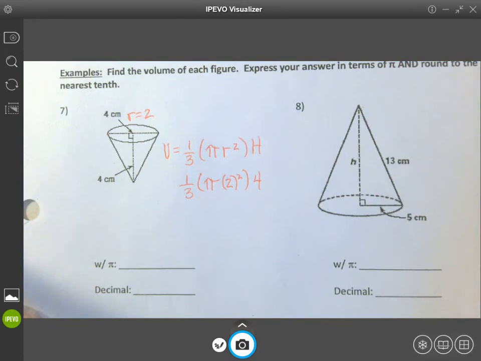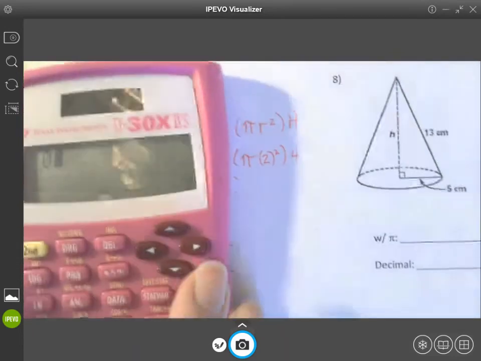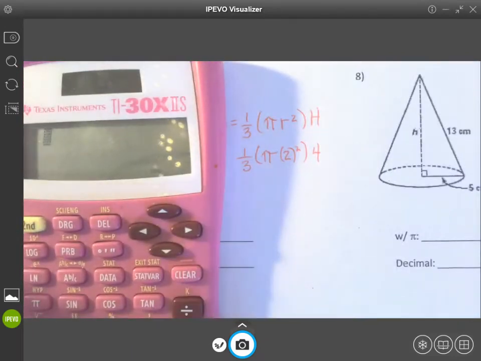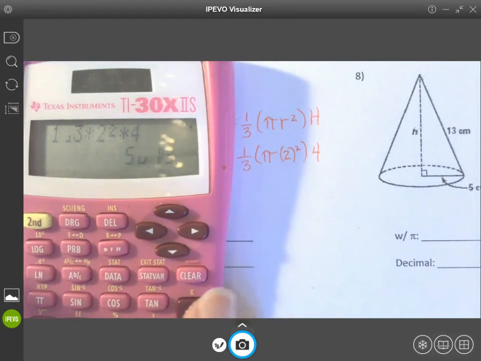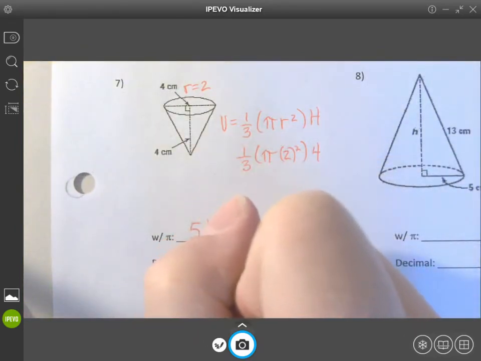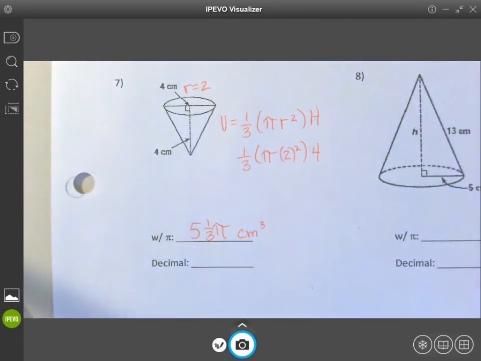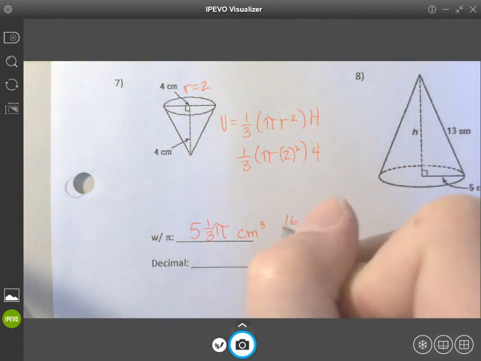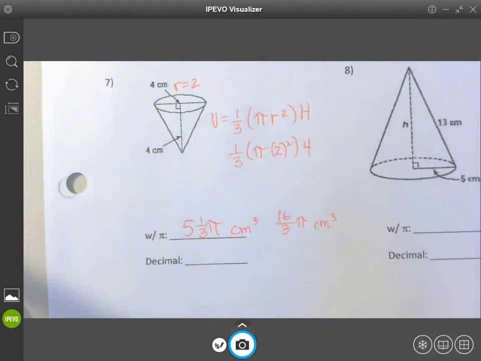All right. Type it in the calculator without pi. Now we're going to get some decimals probably. Okay, so not an exact answer, but keep pi out of it. 2 squared times 4. I got 5 1/3. So I'm going to write this as 5 1/3 pi centimeters cubed. You could also have it as 16 thirds pi if you have the mixed number or improper.